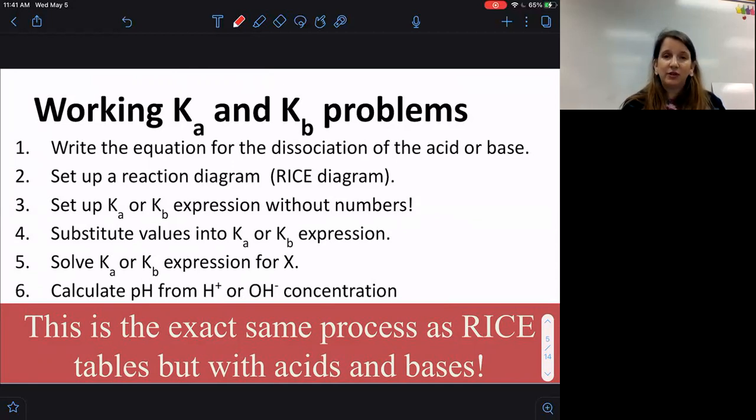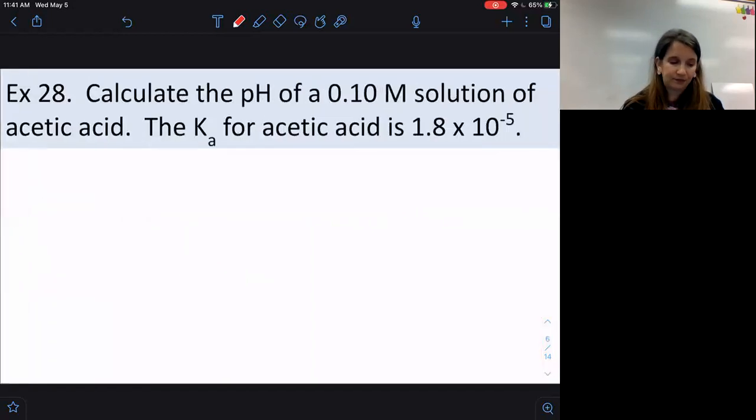So if it's asking you for the pH of a weak acid or a weak base, you have to keep in mind that the x is your ion concentration. So then you'll have to solve for the pH from that ion concentration. But we'll go over those examples so you can see exactly what I mean.